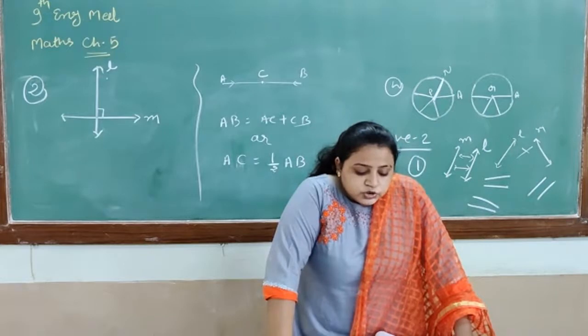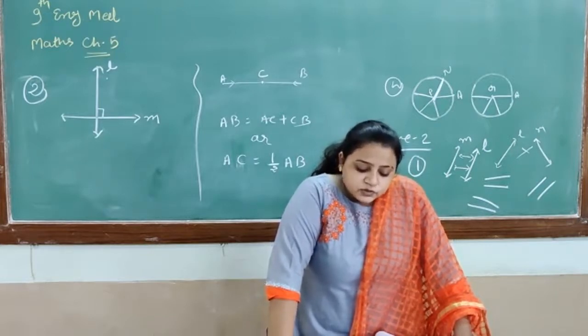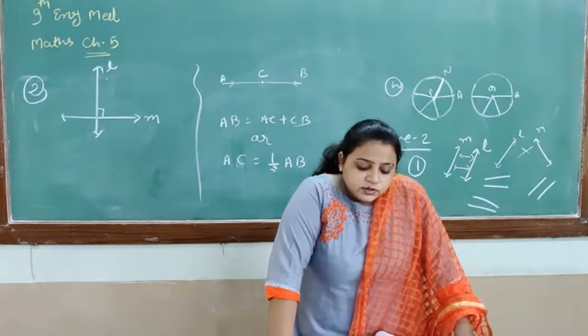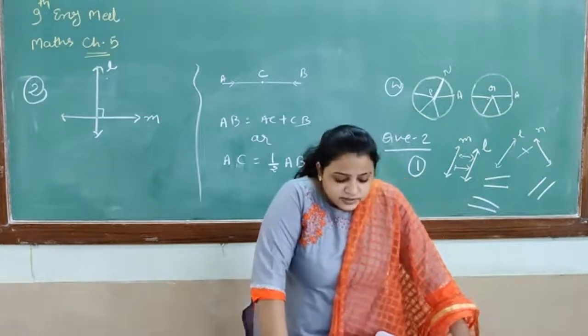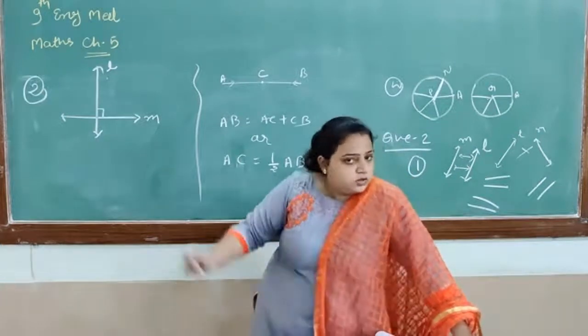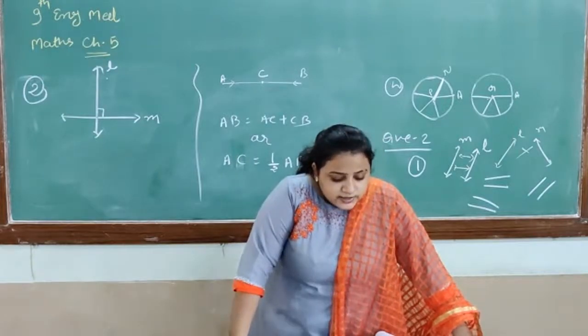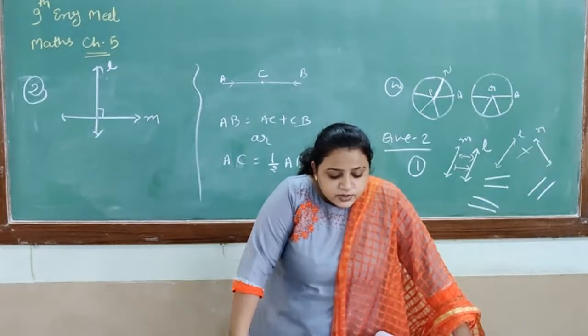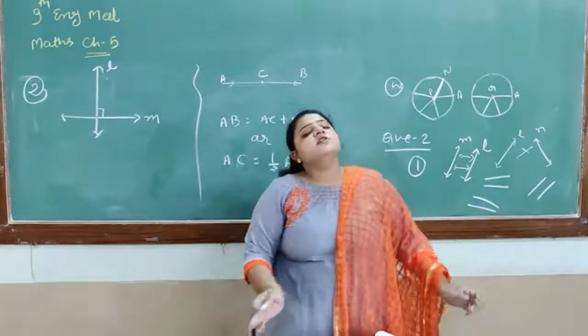Now question number 6. It is also like the 5th one. It is given that if AC equals BD, then prove that AB equals CD. You can prove it by yourself according to this question. And the last question: why is axiom 5 in the list of Euclid's axioms considered a universal truth? Why is it a universal truth?